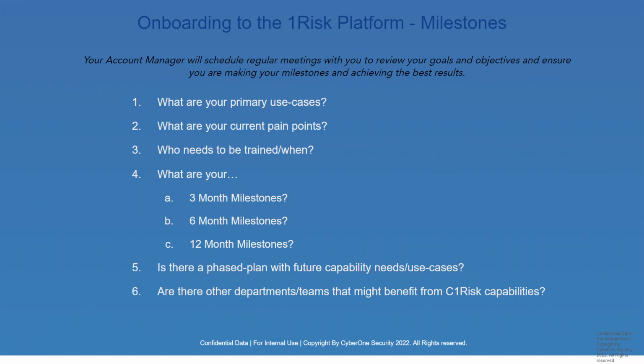Again, you have our account manager to bounce these ideas off with, and we'll get all of this formulated into a plan for you. Ultimately, what we want to do is develop some short-term milestones, as 3, 6, and even 12 months we consider short-term, and then longer-term. Really, what do you see as real success for you in your relationship with C1Risk?